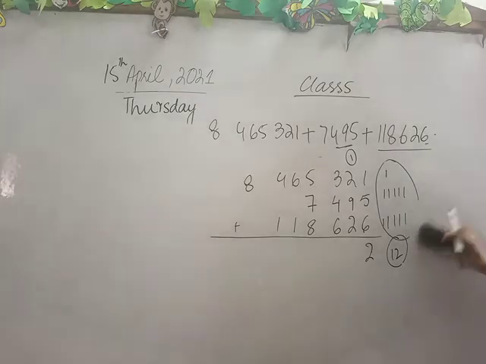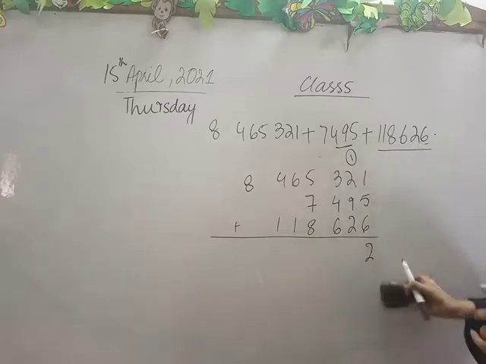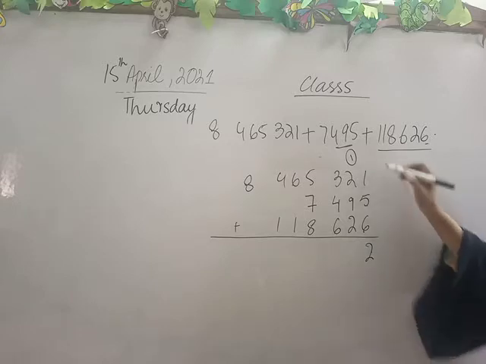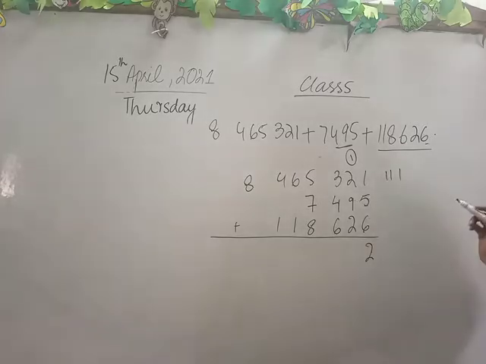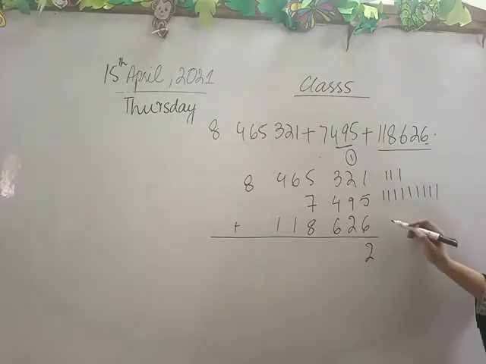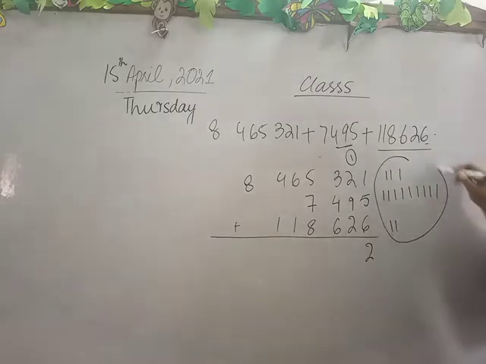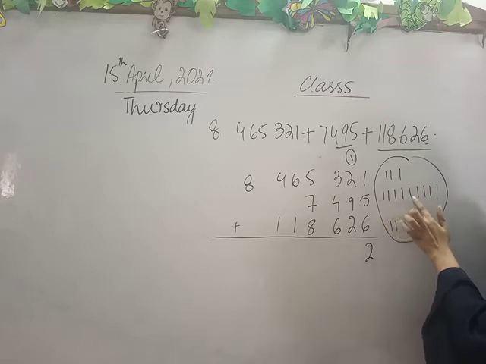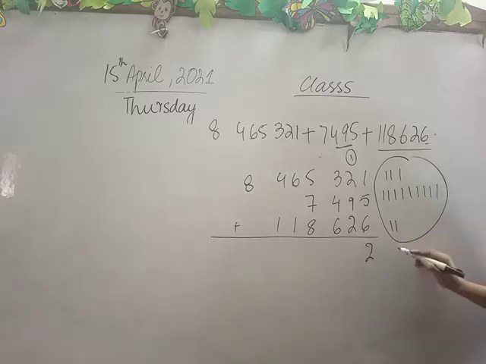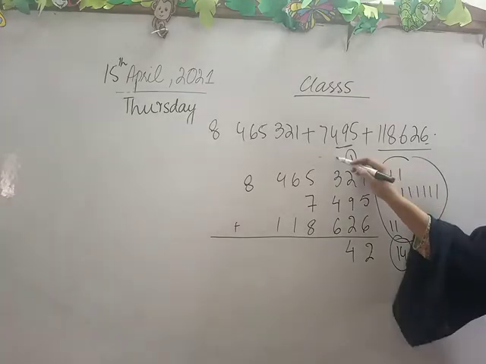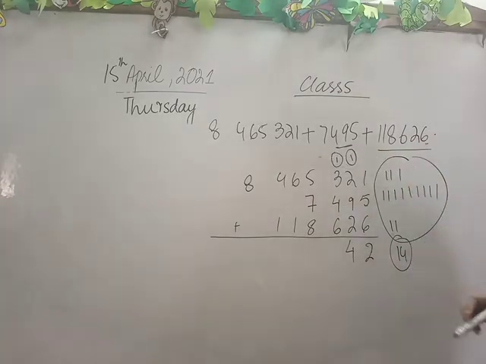Now the next number, which is 2 plus 1 is 3 for upper, 1 2 3, 9 for middle, 1 2 3 4 5 6 7 8 9, and 2 for lower. So in total I have 14, a 2-digit number. So I will write 4 below 2 and 1 as a carry.